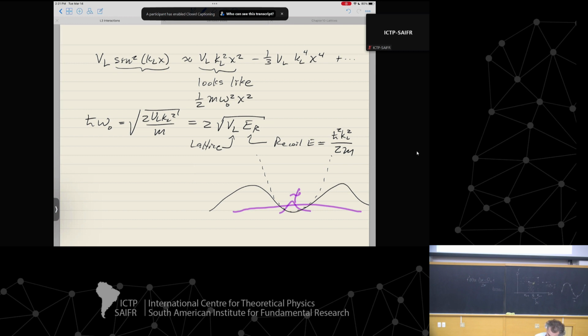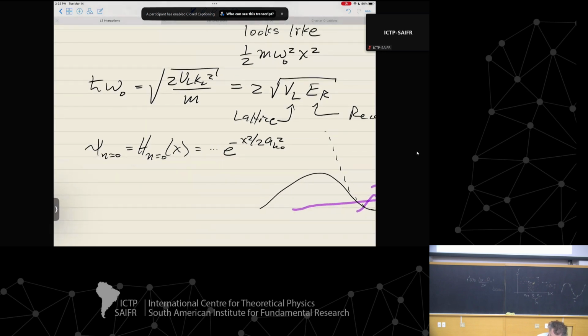potential. And I know how to write down the self-consistency because if I have a simple harmonic oscillator, I know the solution. The ground state is just e to the minus the... n equals 0 is a Hermite polynomial at n equals 0 as a function of x. And that looks something like a constant times e to the minus x squared over 2 a harmonic oscillator squared, where this oscillator length is what? It's the square root of h bar over m omega naught.